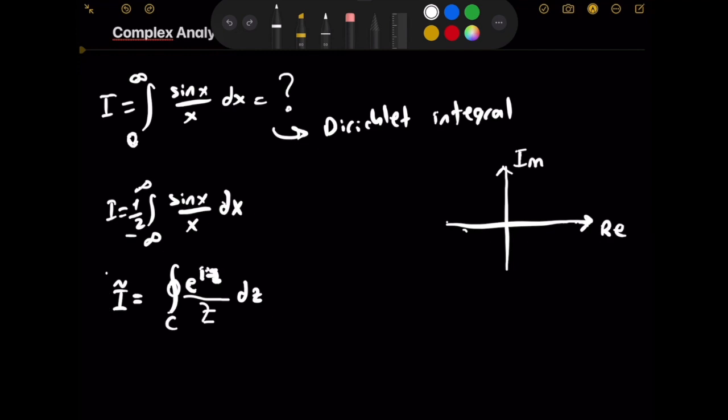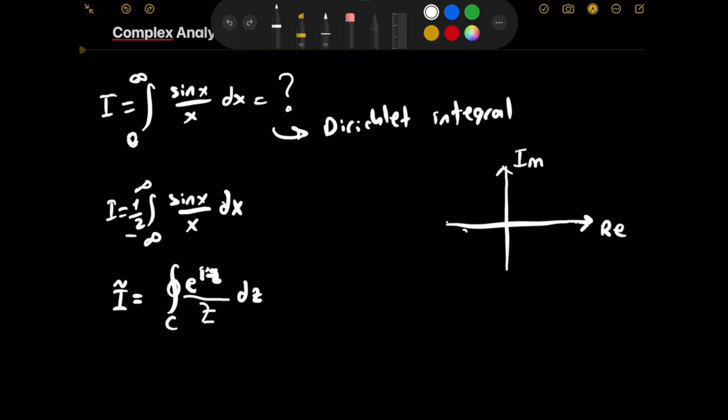Because at the bottom we had x, but now we have z. So that's something. And also, at the top we have e to the power of iz, and if we take the imaginary part of that, that's sine of x, sine of z. So we sort of see why we would do such a thing. So it isn't completely arbitrary, right? We can sort of see what we're doing here.